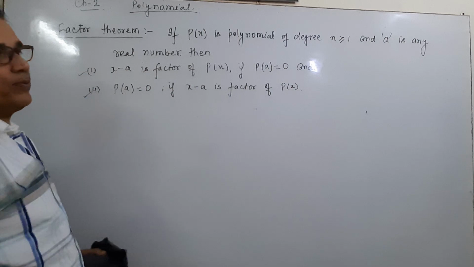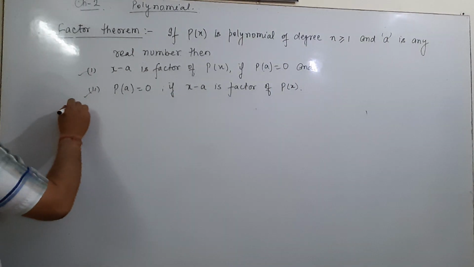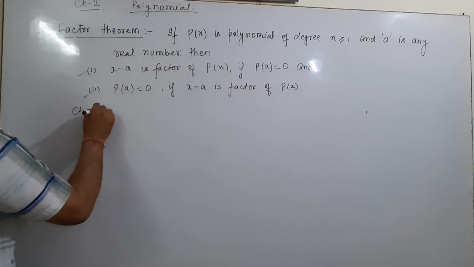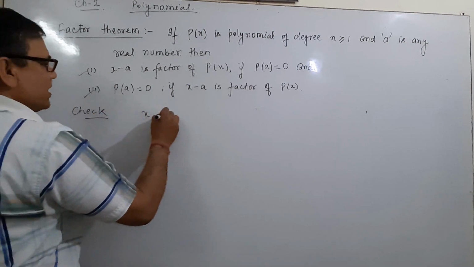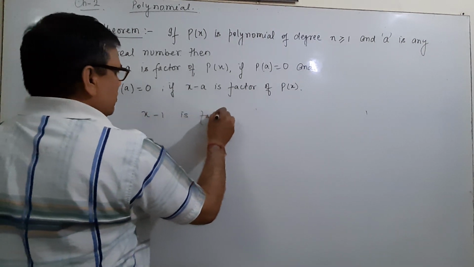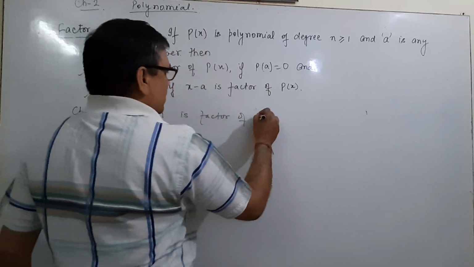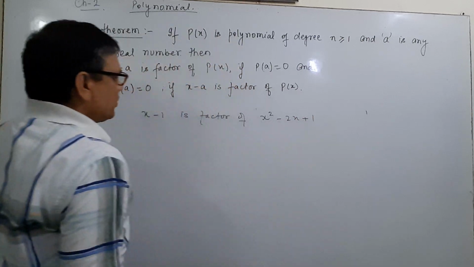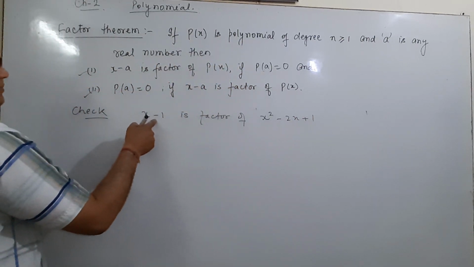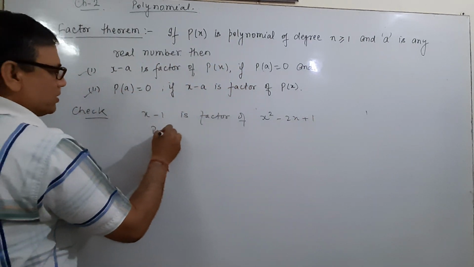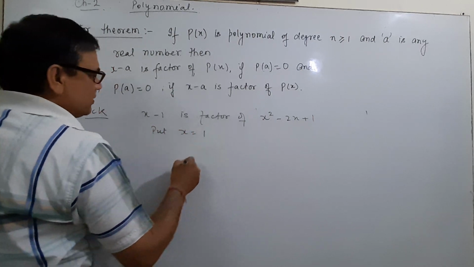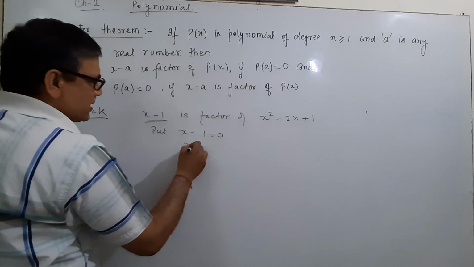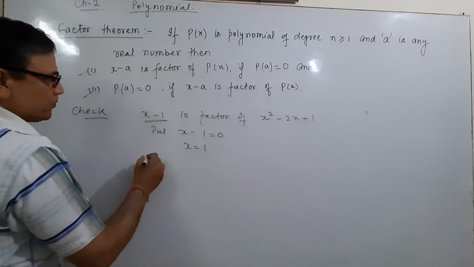These are the factor theorem. Now the question is to check whether x minus 1 is a factor of x square minus 2x plus 1. So what is this? x minus 1. We have to check. Put x minus 1 equal to 0, so x equal to 1.